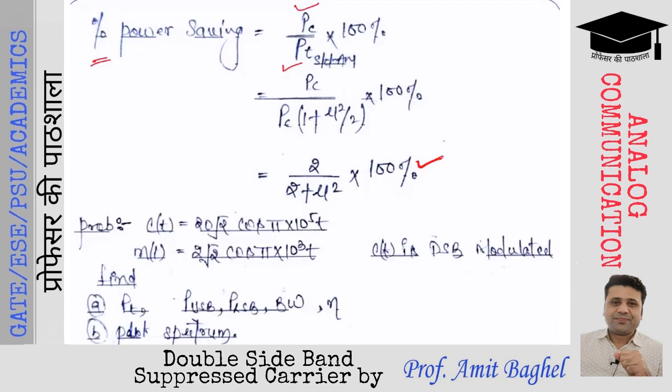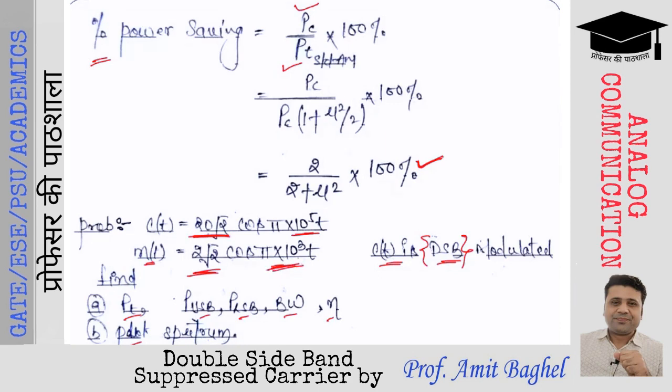Problem is given as CT is given as 20 square root of 2 cos of pi 10 power 5t. MT is given as 2 root 2 cos of pi 10 power 3t. CT is DSB modulated. Find A. PT, upper sideband power, lower sideband power, bandwidth efficiency. B part, plot spectrum. MT दिया हुआ है, that means you are given with AM and FM.